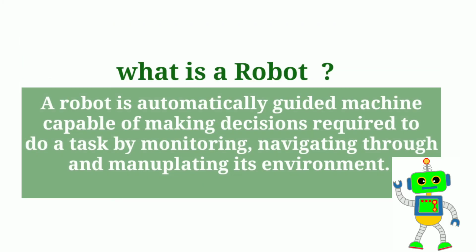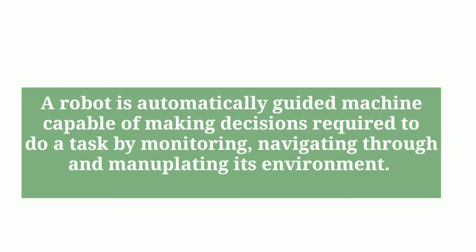A robot is an automatically guided machine capable of making decisions required to do a task by monitoring, navigating through and manipulating its environment. Let me say it again. A robot is an automatically guided machine capable of making decisions required to do a task by monitoring, navigating through and manipulating its environment. Now I will explain it a bit more in detail.